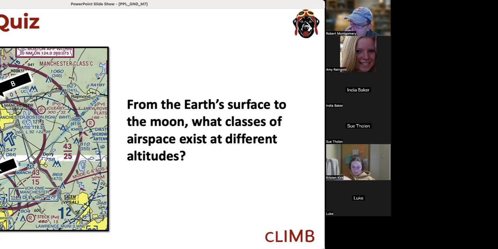Does that make sense? Kind of weirdly? Yes. Does that make sense to you, Luke? Kind of. Yep. So remember, A is more important than B, B is more important than C, C is more important than D, D is more important than E, right? The more restrictive airspace wins. Okay. Kind of like right of way at an airport or something. Exactly.